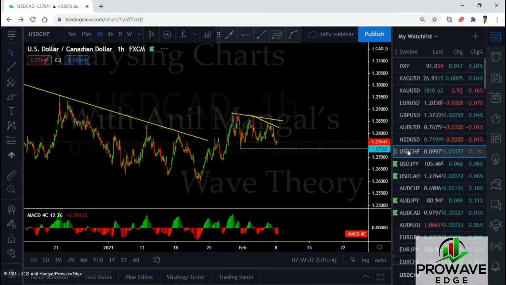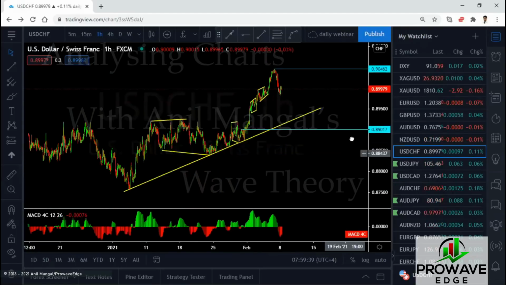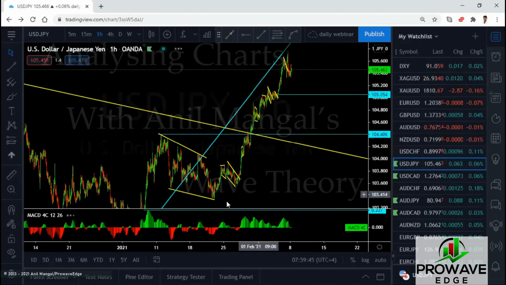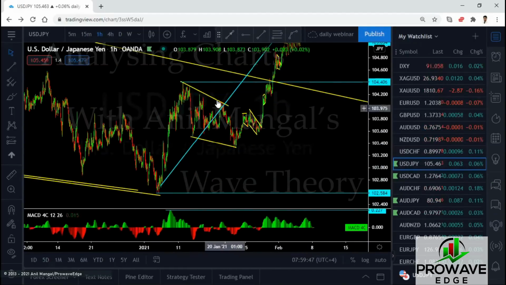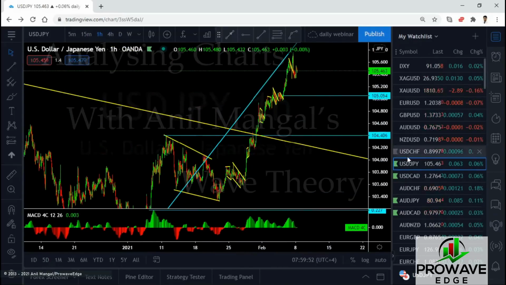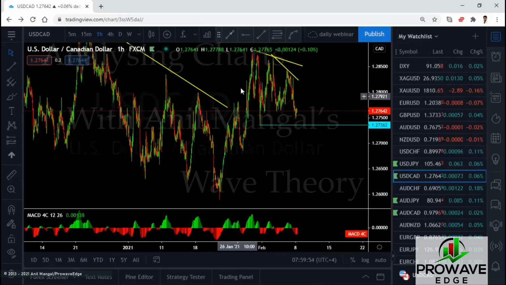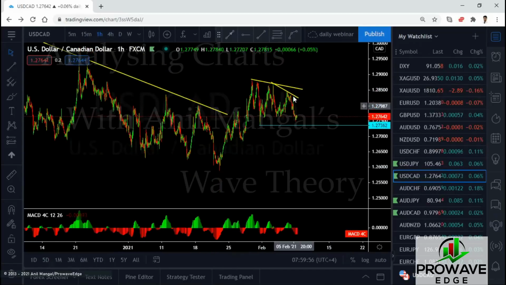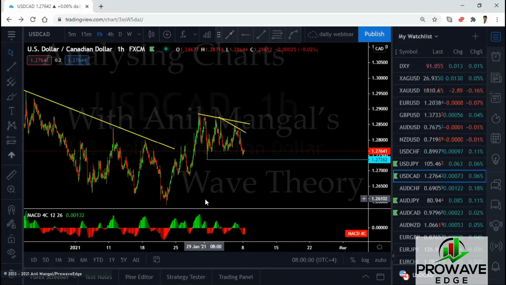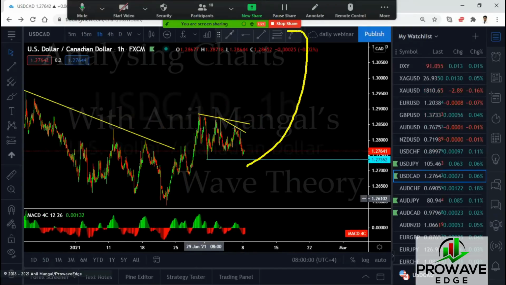I'm going to do it very quick. See, we had an impulse, we had a consolidation, and it took off. Go back to the yen. We had an impulse, we had a consolidation, and it took off. But on the CAD, we had an impulse, and we are still in the consolidation. You see? So this week, I would be focusing on this trade. If this is going to take off, don't miss it.